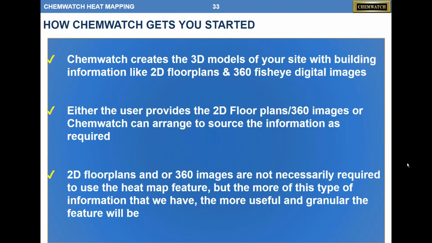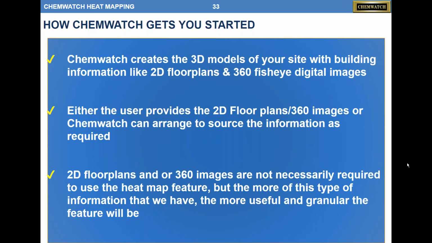So how do we get you started? Well, we have to create 3D models of your site. So we need 2D floor plans or 3D floor plan, floor layout, interactive word, 3D digital imagery, 3D models of your facilities. We can grab some data off of Google View, but again, it's 2D. So we're going to need your inputs on it if we do that. So either the user provides these floor layouts, imagery, or Chemwatch, we can arrange to source the info as required. In other words, hire people to go out and collect that for you.